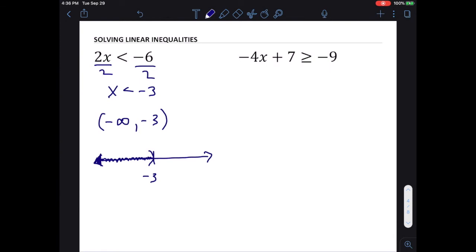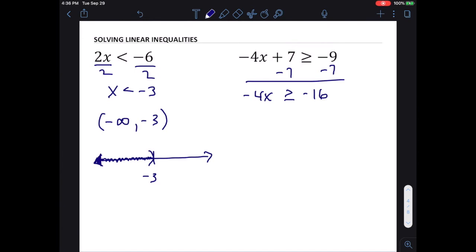Okay, the next one. Two-step equation, right? One thing we want to notice right away, hey, I've got a negative 4 with my x. I'm going to be dividing by a negative number, so I'm going to need to flip that symbol in the middle when I'm at that point. So let's start by subtracting 7 from both sides. So we have negative 4x is greater than or equal to negative 16.